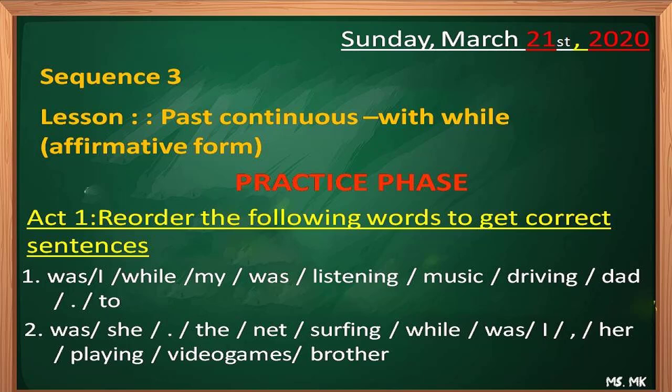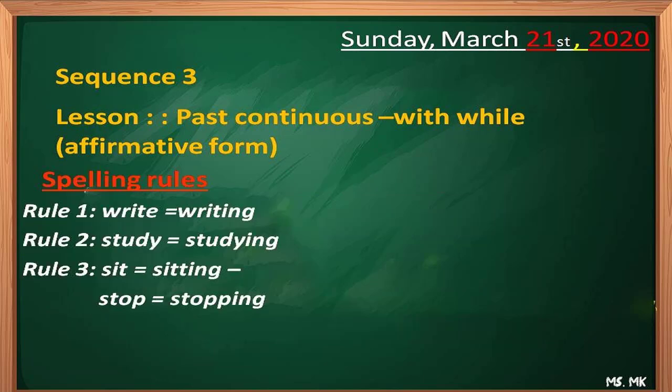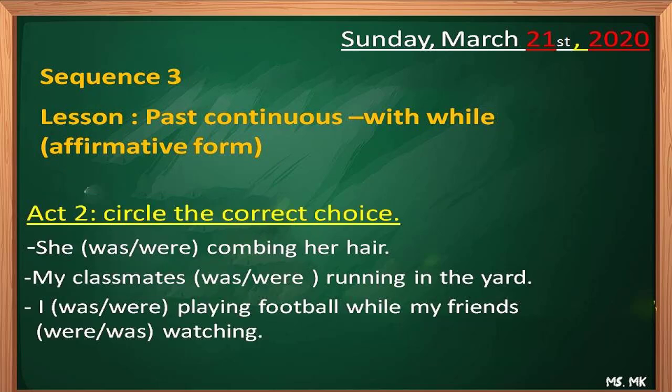After you correct the first activity, you move to the rule. Here it depends where you're going to present the rule. You write some spelling rules, they write with you, you explain, and then you move to the second activity. You write the activity, you ask your pupils to write it, you correct the activity together.